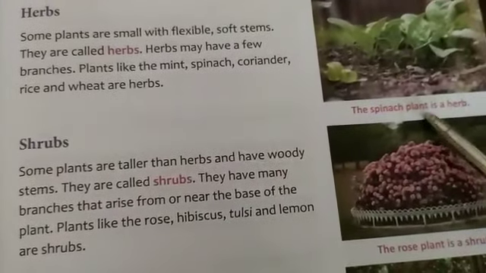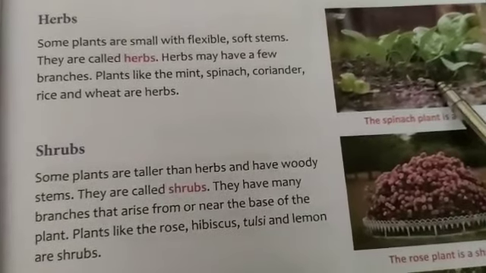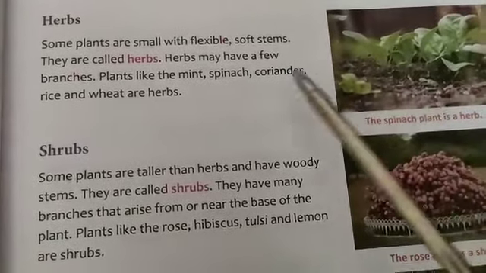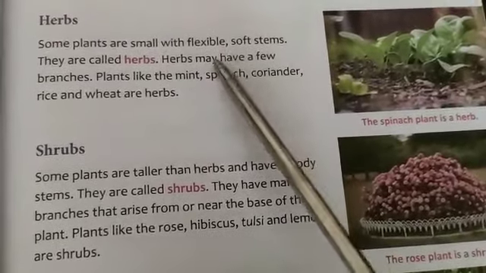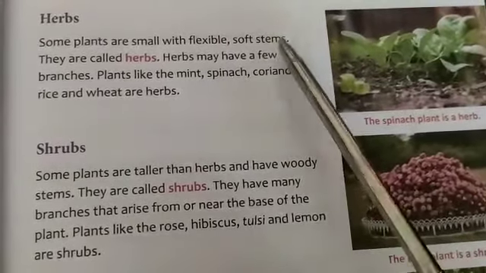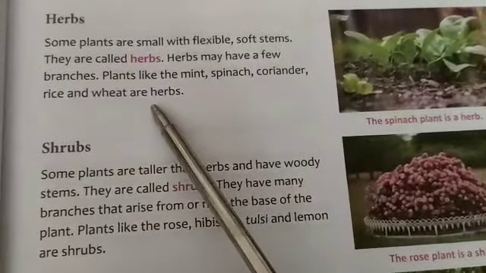See, here the spinach plant. It's a herb. So, what are herbs? Herbs are plants with small, flexible and soft stems. Examples: mint, spinach, coriander, rice and wheat.